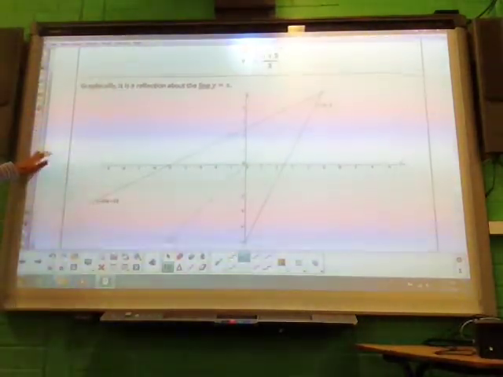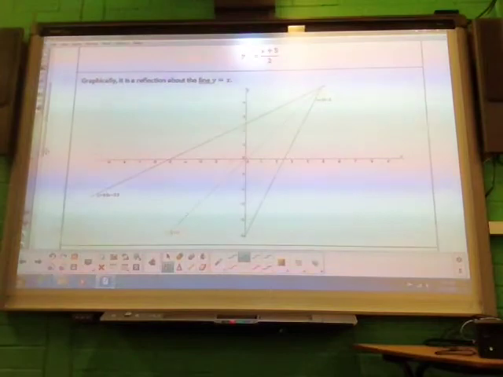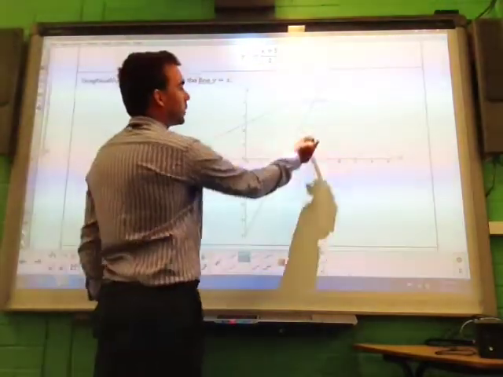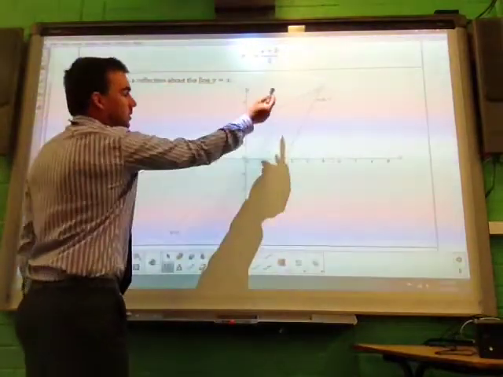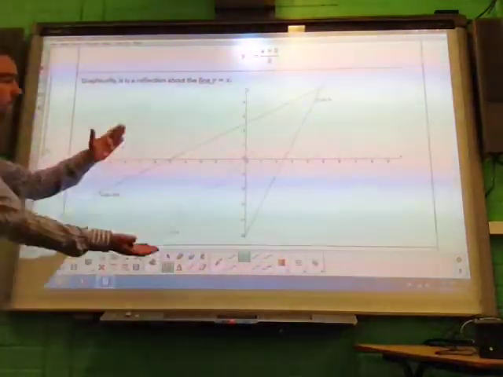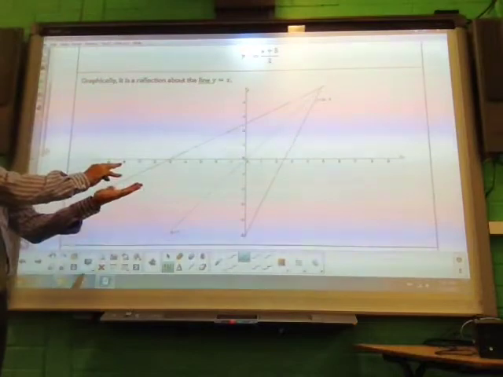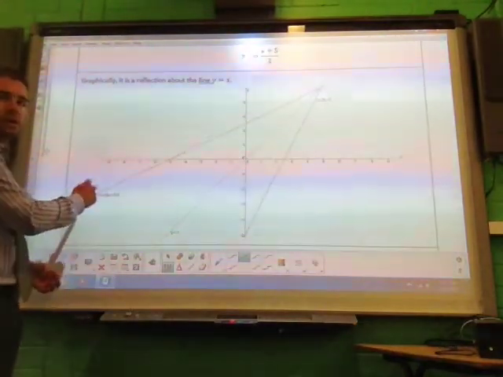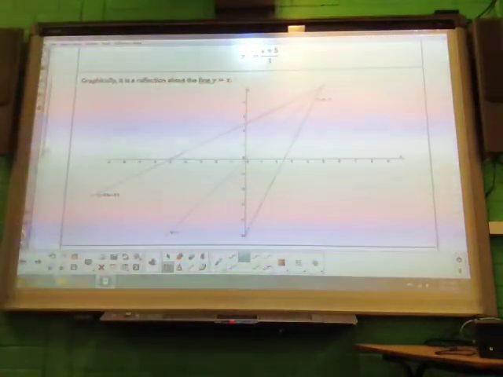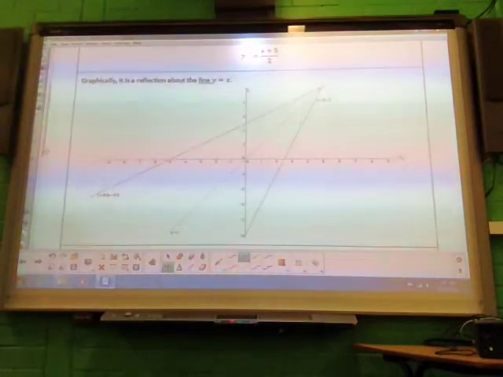Okay, graphically, this is a reflection about the line y equals x. So here's our original function, y equals 2x take away 5. There's the dotted line, y equals x. If you fold that over the dotted line, you're going to get that line there. Okay, so that's the idea of an inverse function.